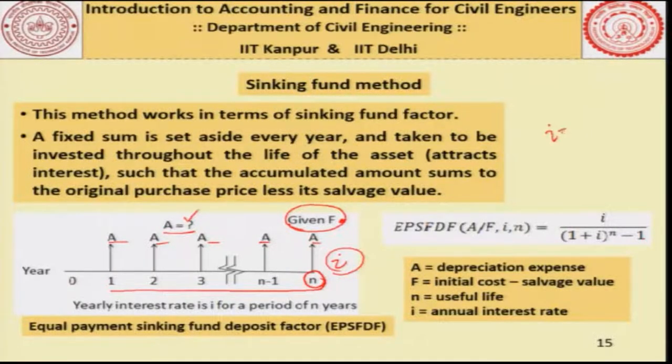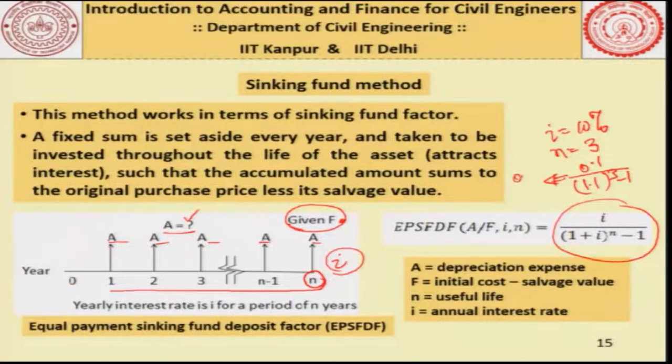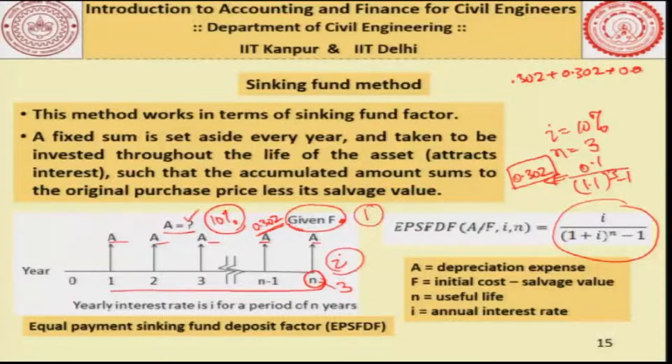So, if we take a back of the envelope calculation, we take I to be 10% and n to be, let us say, 3 years. Then this factor will turn out to be 0.1 divided by 1.1 to the power of 3 minus 1, which will turn out to be 0.302. So, basically what it means is that if we want a unit F, that is, this F was to be 1 and n was 3, and 10% was the rate of interest that is applied, then this A should just be 0.302. Effectively what it is meaning is that this 0.302 plus 0.302 plus 0.302 plus all the interest that accumulates in this is what is going to give us this value of 1 at the end of the service life. So, that is the principle of the sinking fund method.